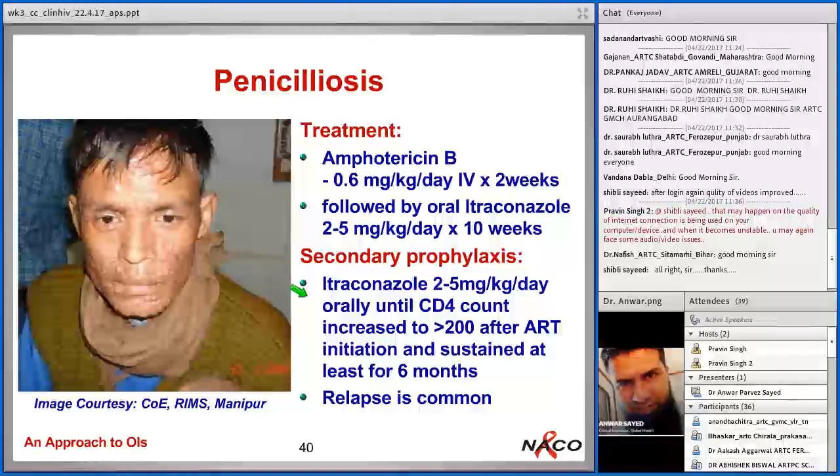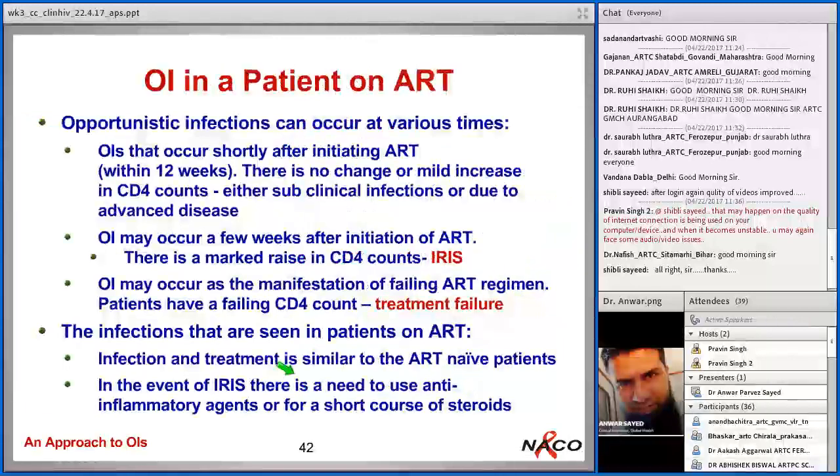Secondary prophylaxis is advised with itraconazole for at least 6 months, or actually until the CD4 is more than 200 after ART initiation and sustained for at least 6 months. But again, unfortunately, relapses are common.